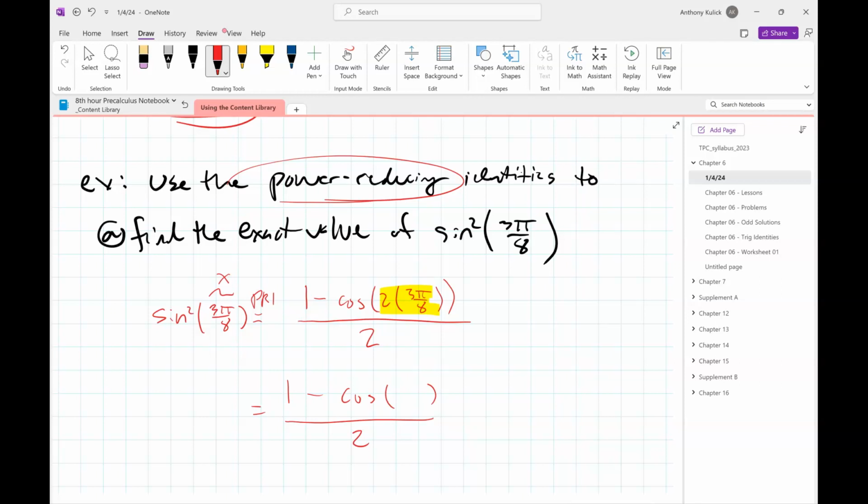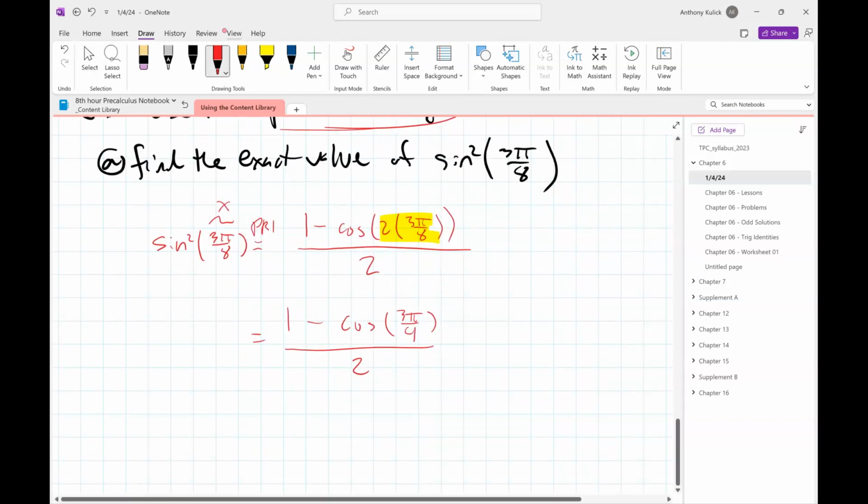2 times 3 pi over 8. What is that? Six pi over 8, which you could reduce to 3 pi over 4. Everybody happy there? Okay. How do I do cosine 3 pi over 4?